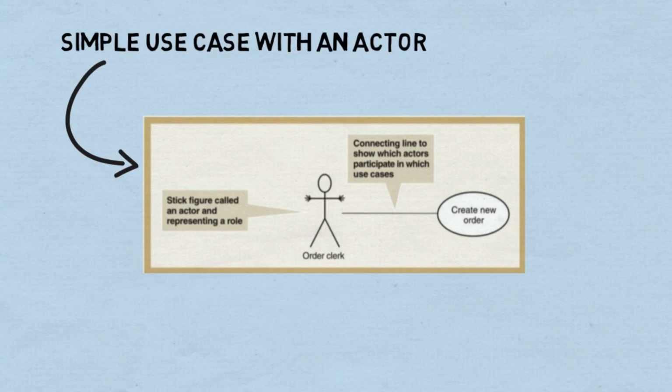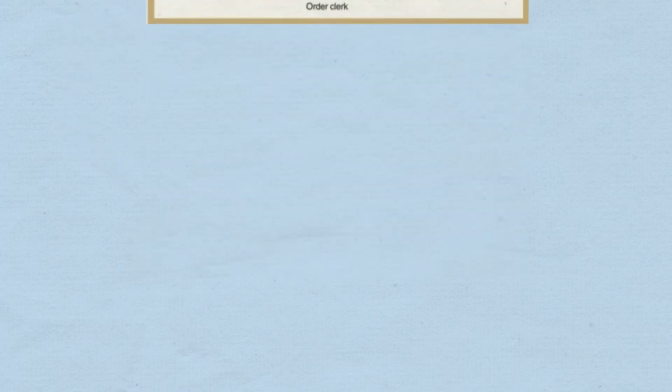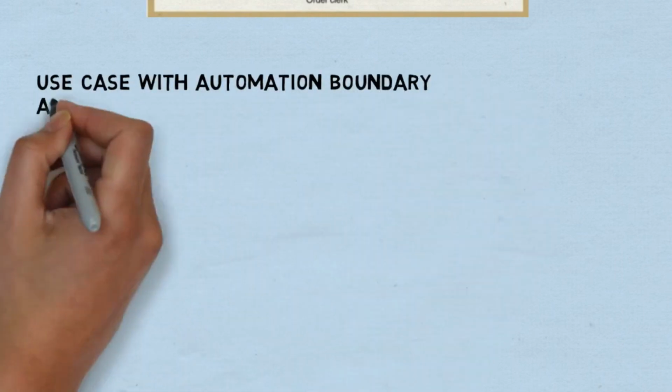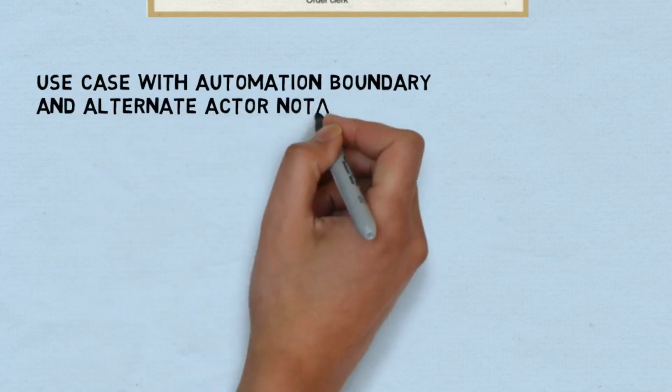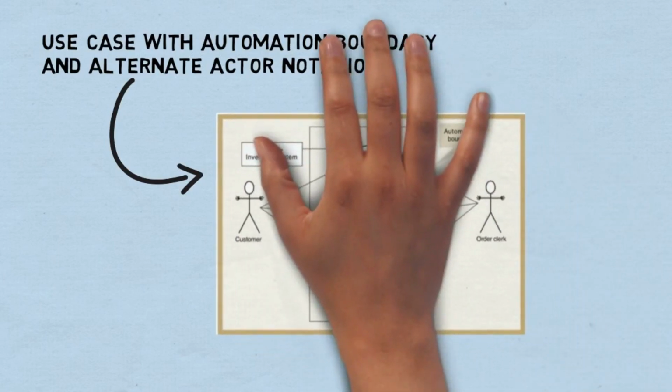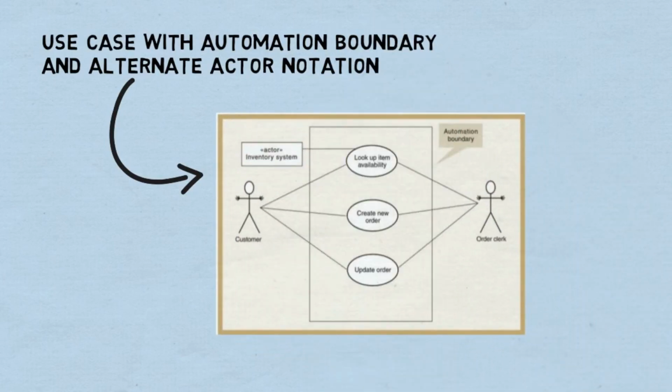another using messages. Each actor must be linked to a use case, while some use cases may not be linked to actors. Use case with automation boundary and alternate actor notation, wherein we expand the use case diagram with other actors and use cases. The relationship line allows each actor to interact with each use case. The automation boundary is a line drawn around the entire set of use cases. It defines the interface between the actor and the computer system.